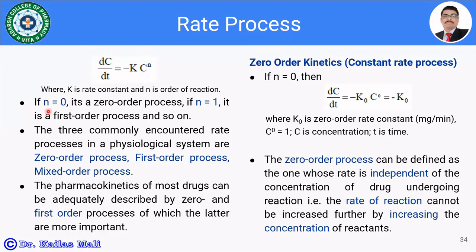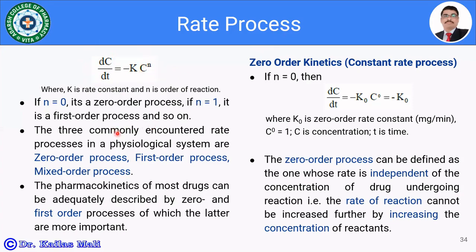If n is equal to 0, then the process is known as the zero order process. If n becomes 1, then it is said to be the first order process, and so on.